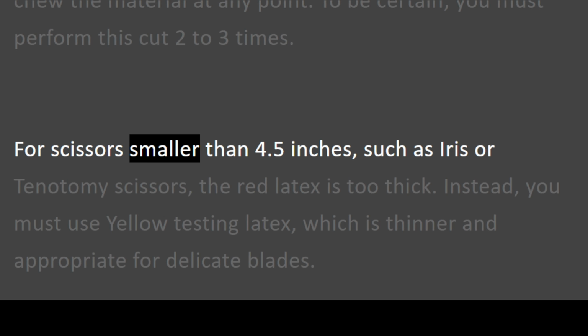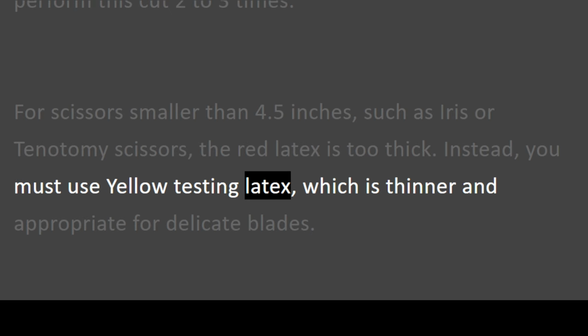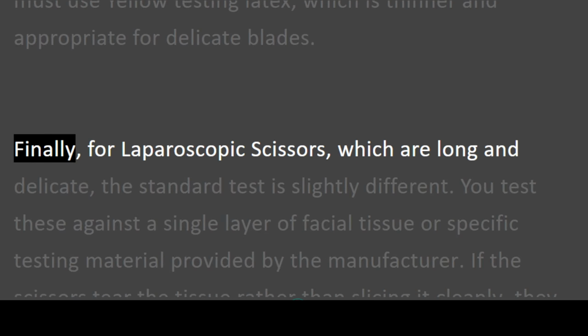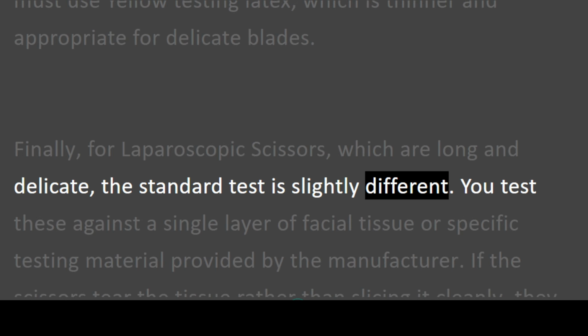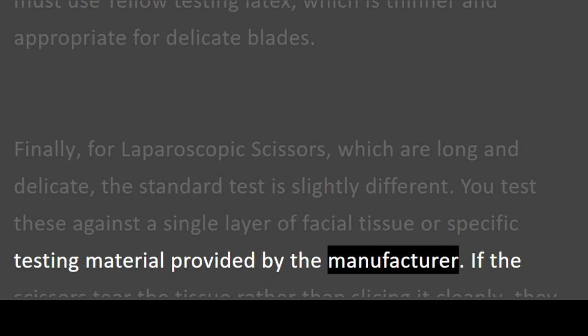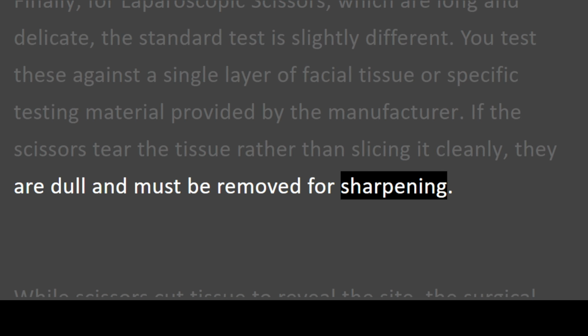For scissors smaller than 4.5 inches, such as Iris or tenotomy scissors, the red latex is too thick. Instead, you must use yellow testing latex, which is thinner and appropriate for delicate blades. Finally, for laparoscopic scissors, which are long and delicate, the standard test is slightly different. You test these against a single layer of facial tissue or specific testing material provided by the manufacturer. If the scissors tear the tissue rather than slicing it cleanly, they are dull and must be removed for sharpening.